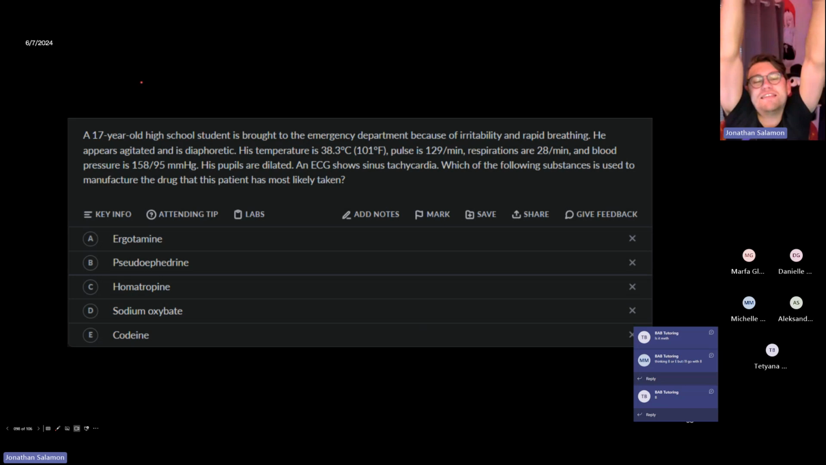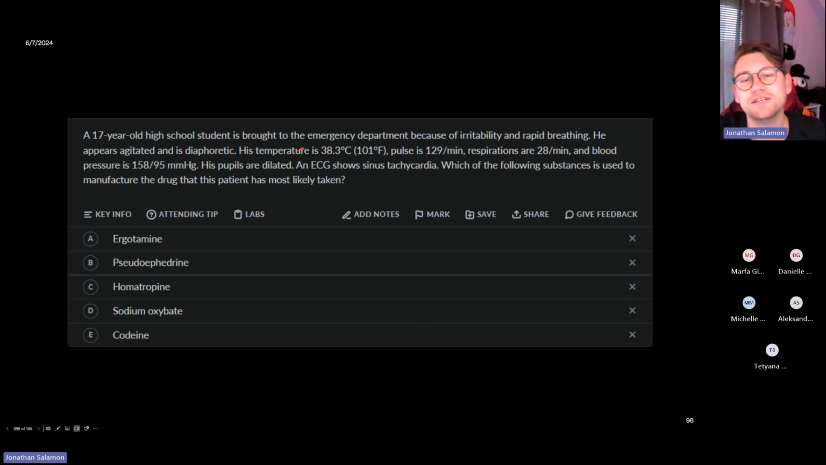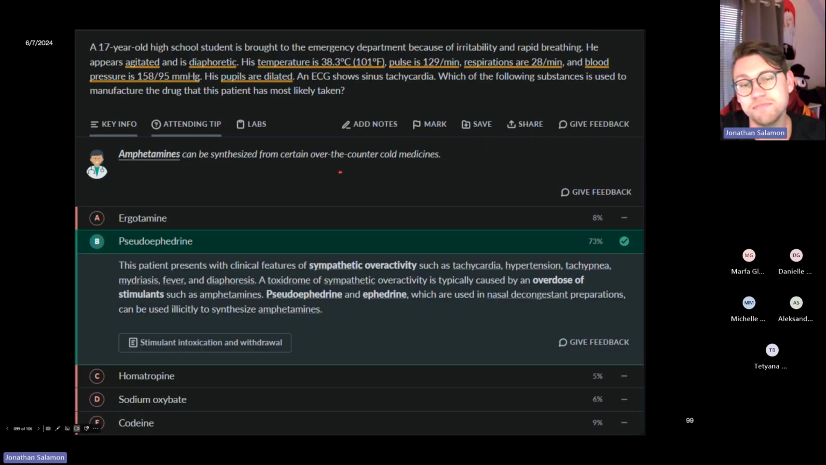It's meth. It is meth. You're also on the right track, right? However, I'm going to give you a little hint. This is the reason why cough syrup, this is the reason why a lot of allergy medicine is kept behind the counter now and in glass cases, because you use pseudoephedrine to make meth. You use pseudoephedrine to make amphetamines.